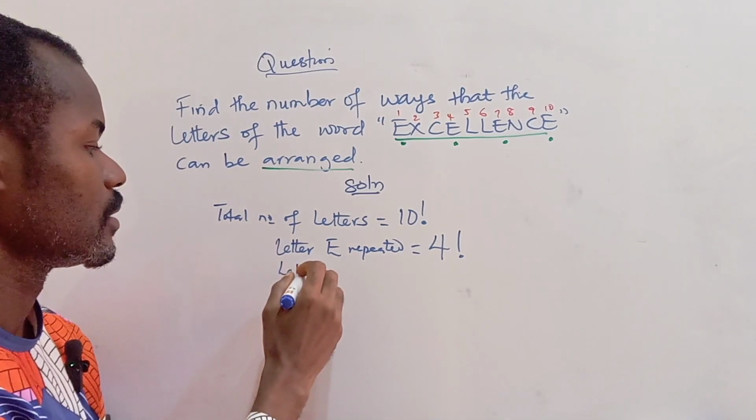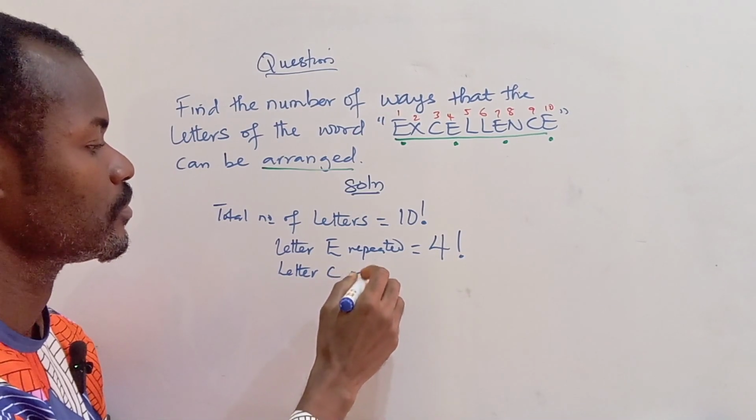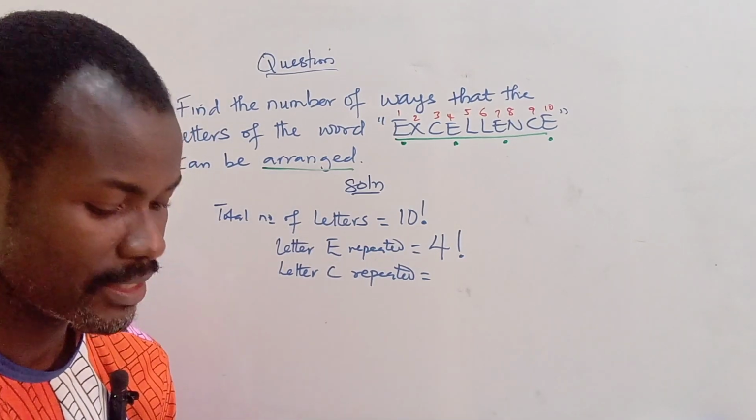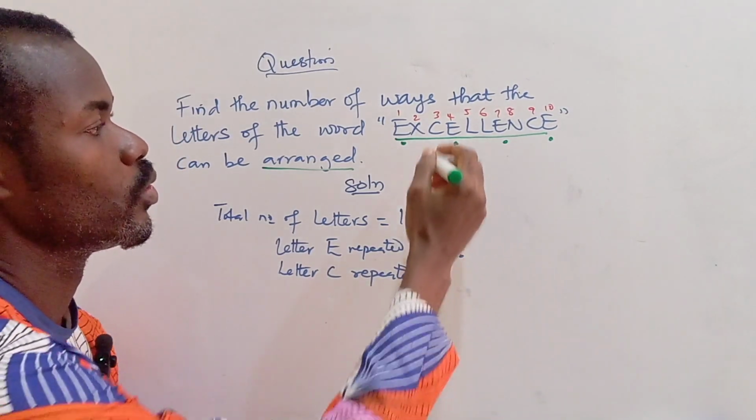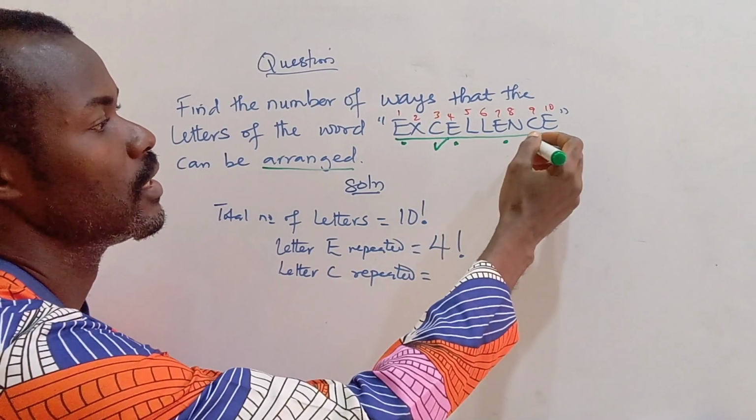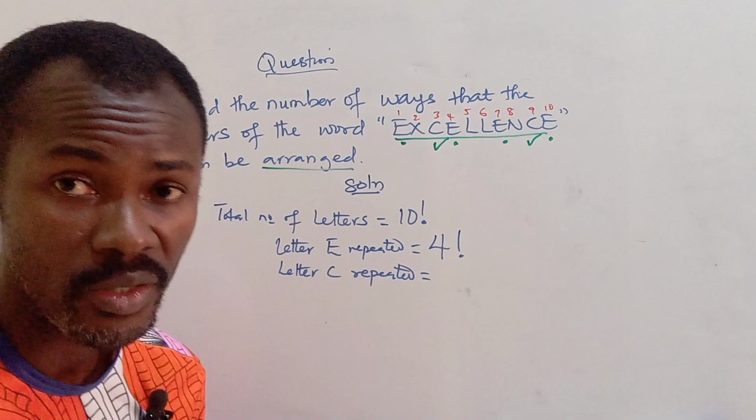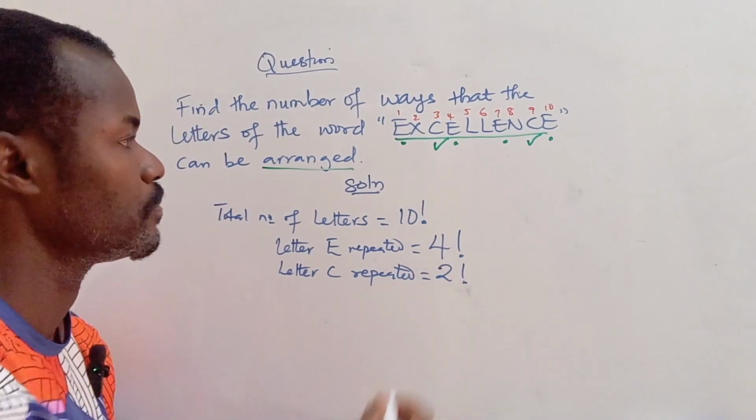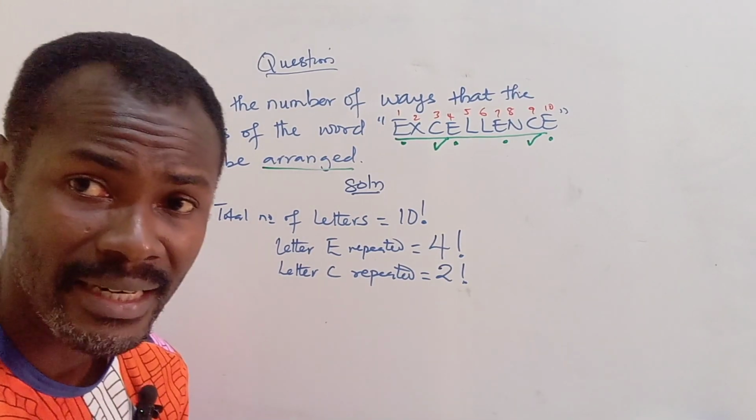Is there any other letter that repeats? Yes, letter C, I can observe. Letter C is repeated. Let's check how many times letter C repeats. So we have it here as 1 and 2. So we are simply going to say 2 factorial.